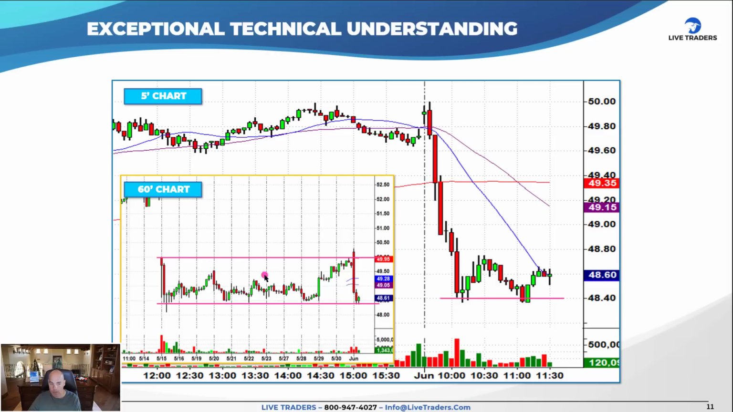Now, because of how many times it's touched this area and bounced, and how it's getting to 48.50 on the 5-minute, I'm looking to buy it long. Absolutely looking to go long on this. Now, again, are we looking for $52? No. You're looking for anywhere from 49 to the high of the day. If you can get this back to 49 or 49.20 in that range, great.